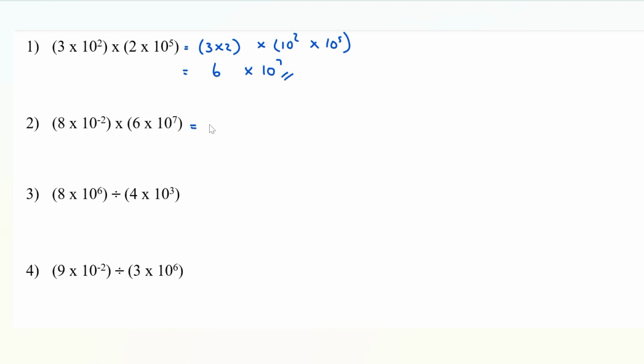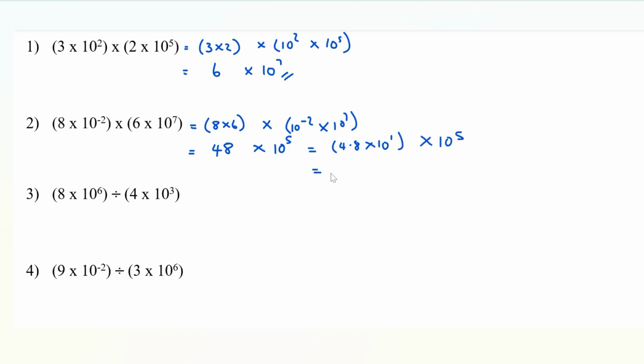Same thing with the second question. Now 48 is not between 1 and 10, so we need to rewrite this. This gives us a final answer of 4.8 times 10 to the power of 6.